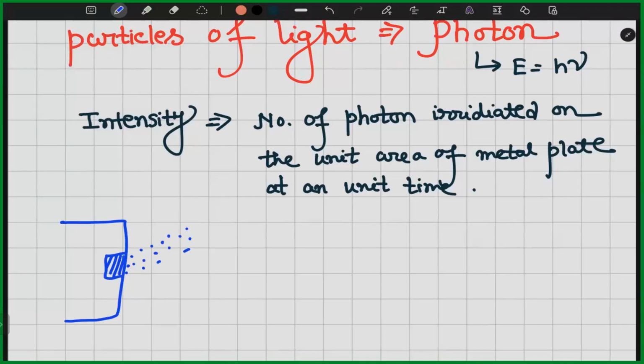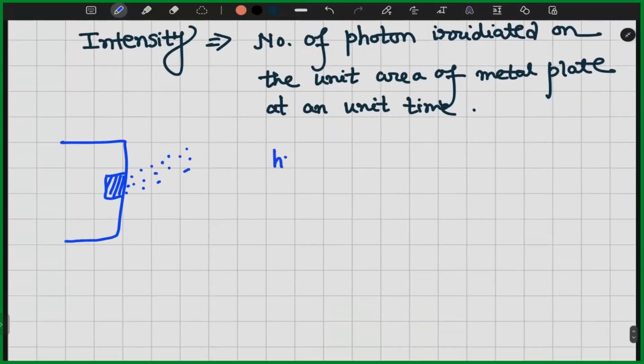But obviously the energy of each photon is still h nu. It's not increasing, because this depends on the frequency. We keep the frequency constant and just increase the intensity. So it does not affect the energy of that photon. The energy of the photon is still h nu. We are just increasing the number of photons.